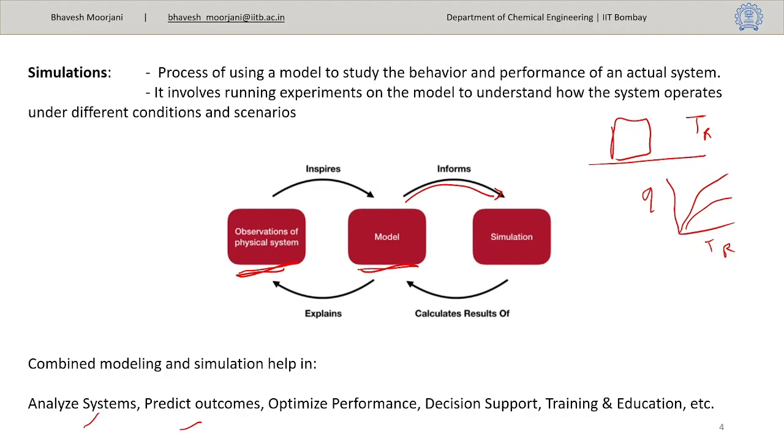It can help us in decisions, and it can help us in training and education also, like this course that we are doing in simulation. That is what training and education means. Once you learn it, you will apply it to actual conditions.